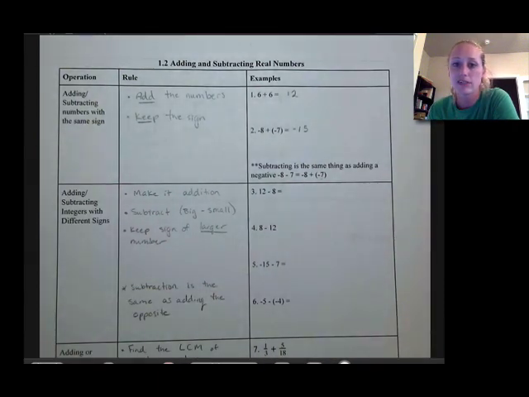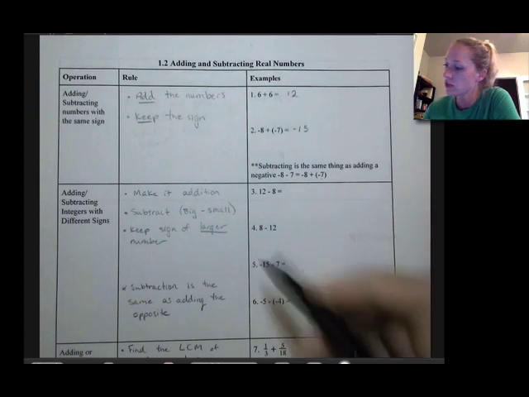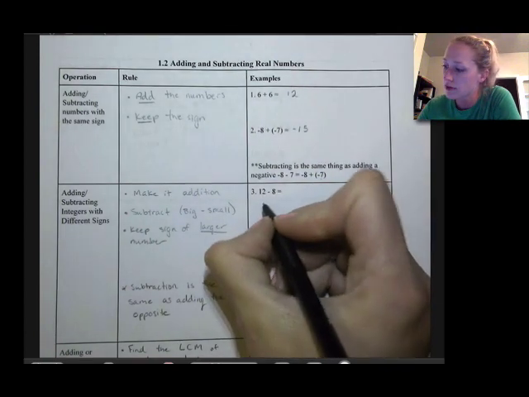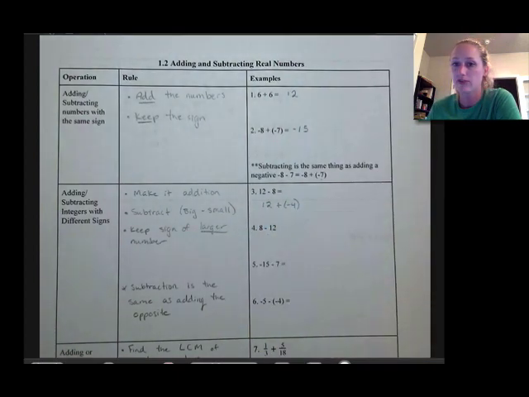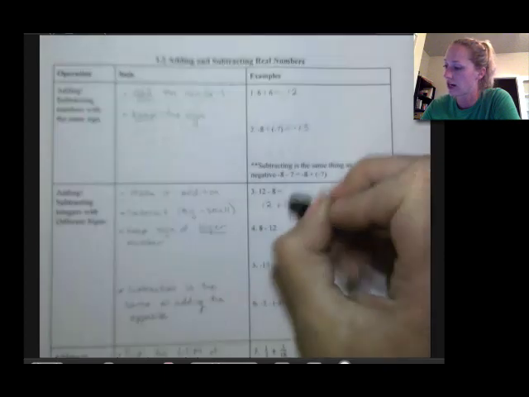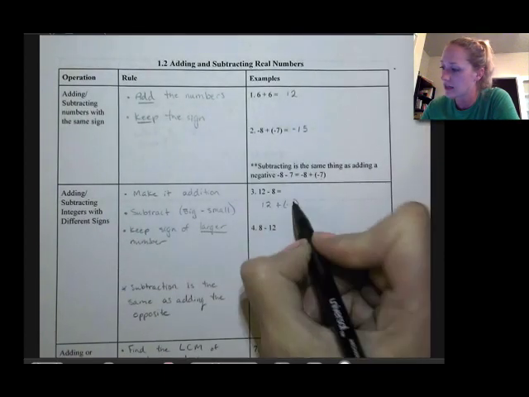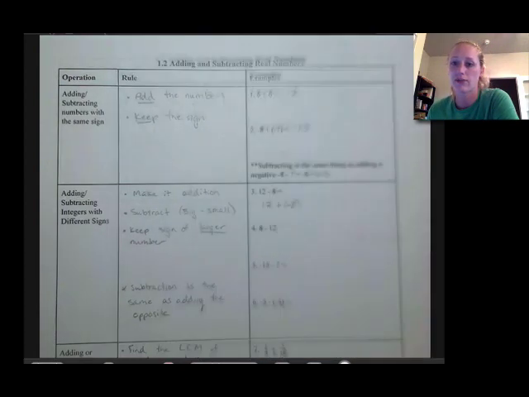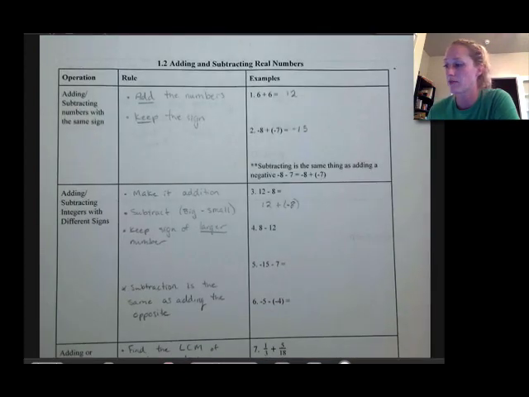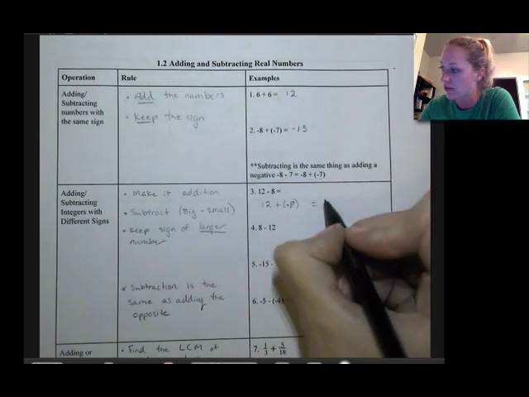Now when they have different signs, we're essentially using subtraction, and we're always going to keep the sign of the larger number. So here, 12 minus 8. Again, if you want to rewrite that as 12 plus negative 8, that's fine. When I am adding the negative, I'm going in the negative direction 8 spots, which is going to get me to a positive 4.